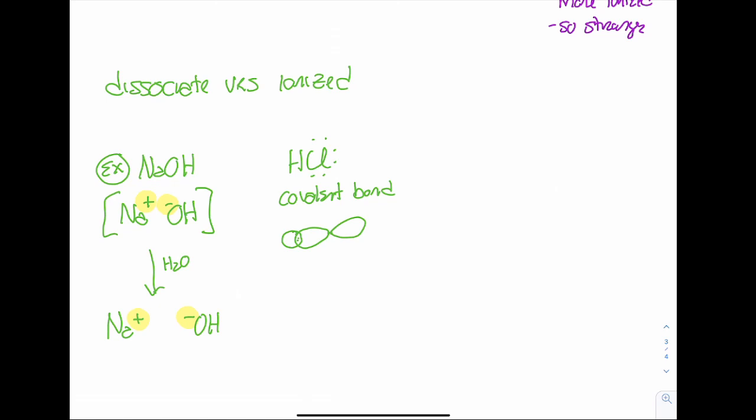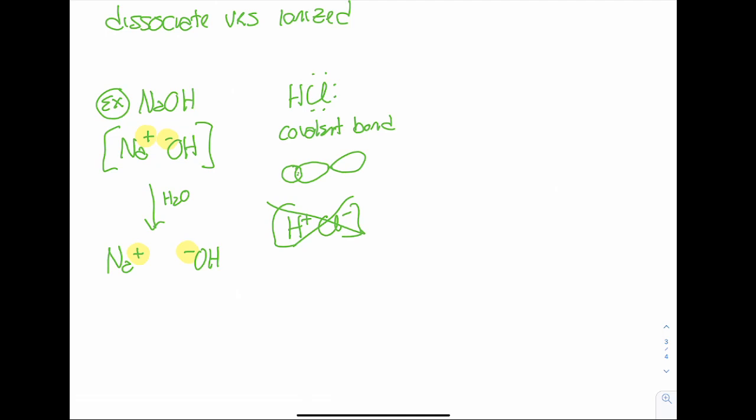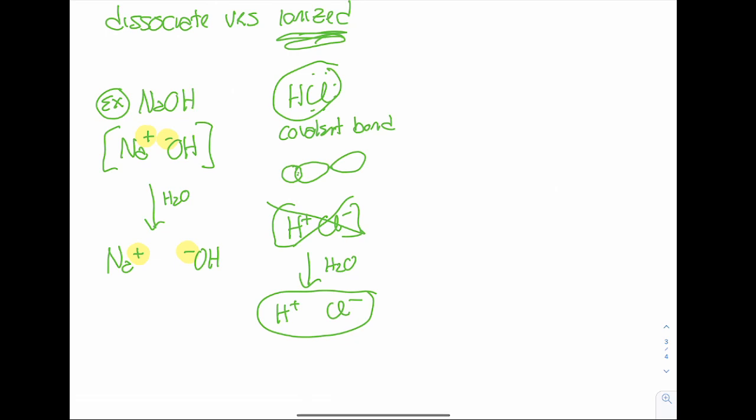I'm gonna write this, but it's wrong. This is not what I have, right? That's not an ionic bond. This doesn't exist. So I have things that weren't ions, so I'm making them into ions. So ionized means I'm going from something that was covalent to ions, right? I'm ionizing it. I'm making ions where there weren't previously ions. No ions here. We're putting it in water and we're getting ions.